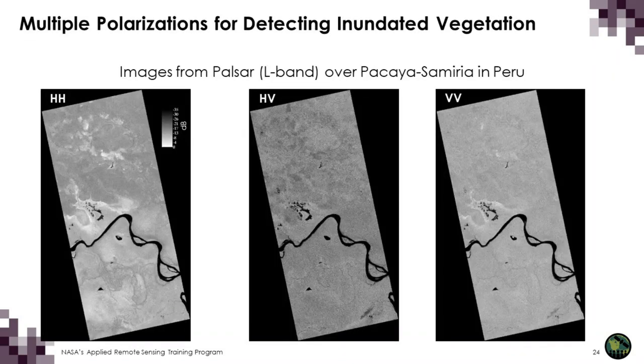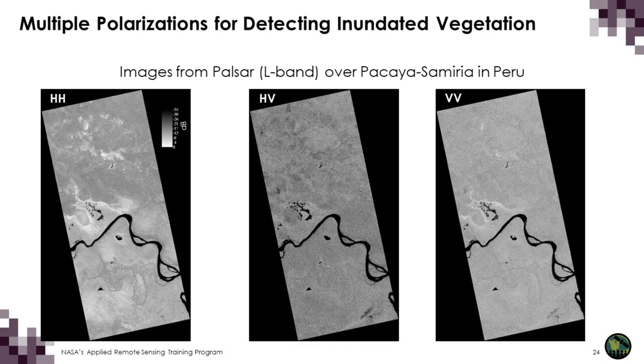This is an example of using multiple polarizations for detecting inundated vegetation. This is L-band from PALSAR over Pacaya Samiria in Peru, which is a wetlands complex. You can see much more flooded vegetation with the HH polarization than with the VV. And with HV, you're not really detecting much flooded vegetation at all. So HV tends to be more sensitive to the presence of vegetation.